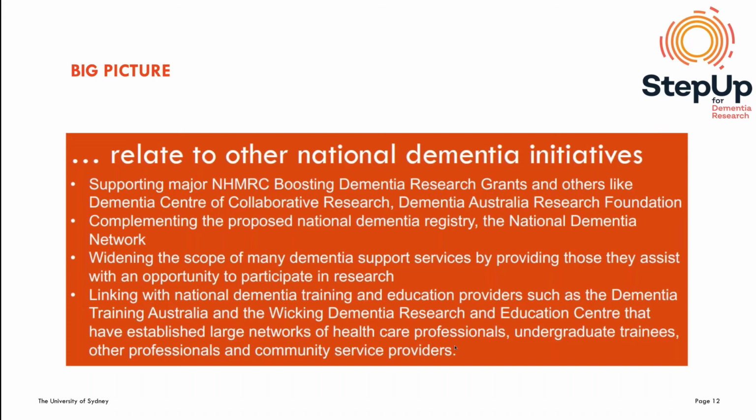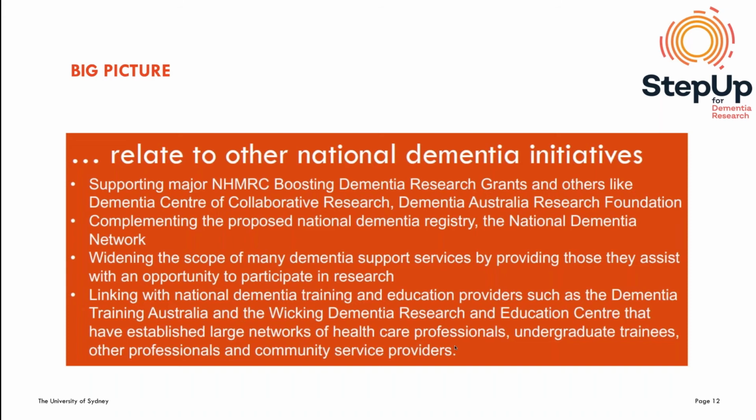We also want to make sure that this is going to complement a new National Dementia Registry you may have heard about. It's called ADNET. This is going to be the National Dementia Registry for highly characterized volunteers. What we try to achieve in terms of improving dementia research, we have the same goal. But how we go about it, Step Up and ADNET, they're two different things. We are working together to make sure that we fill the gaps that each of the programs has.